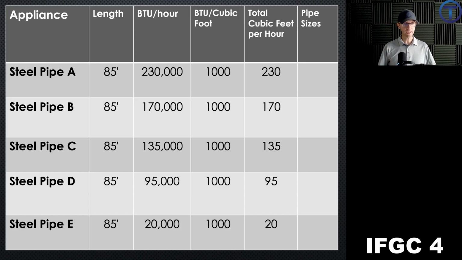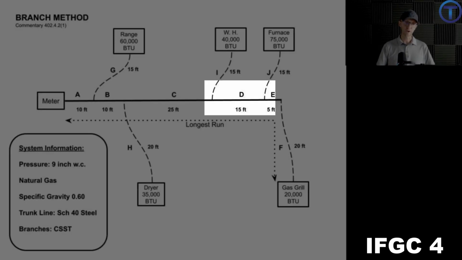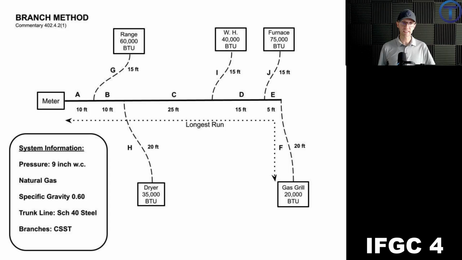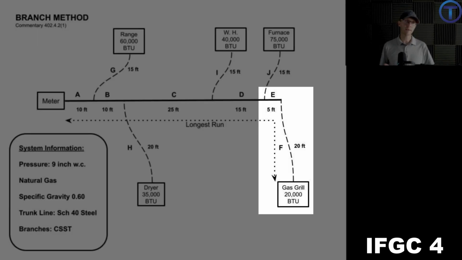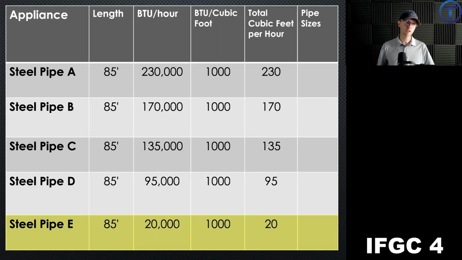Moving on to section D. Section D has the furnace and the gas grill together. Combined total BTUs for that is 95,000. We divide by 1,000 and we get 95 cubic feet per hour. And finally, with steel pipe E, on that section, it's a little piece of steel pipe that's leading to the gas grill. It's 20,000 BTUs.